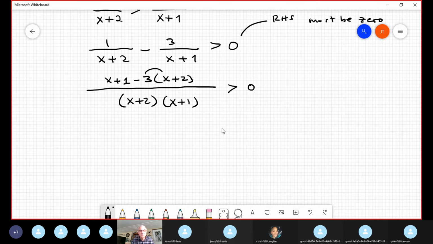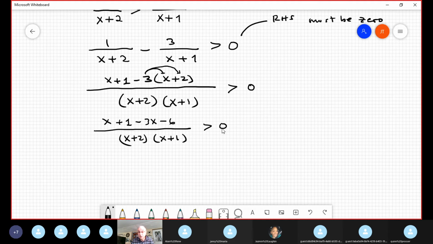Okay, now distribute the property. Okay, we have x plus 1 minus 3x minus 6 over x plus 2 multiplication x plus 1. Don't forget, complete the inequality, no greater than 0. And we combine later. So positive 1 is negative 2, negative 2x, and minus 5 over x plus 2 and x plus 1 greater than 0.